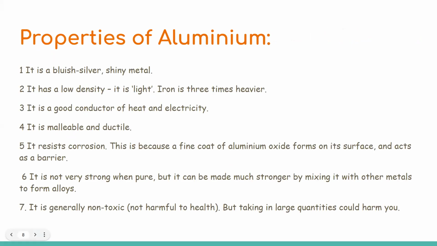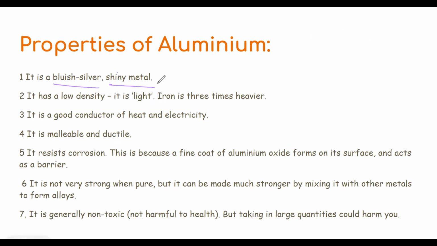Now, because we are done with how aluminium is produced, yes, we know it's produced in liquid form, but we can mold it in different forms and use it. Before going on to the uses, let's have a look on the properties of aluminium. So as we see, aluminium is a bluish silver shiny metal. We know metals are shiny, and aluminium is very important metal, and it's shiny too. It has a low density. Yes, you heard it right. Aluminium has a low density. It is light. Iron is even 3 times heavier than aluminium. You know, because of aluminium being light, it is used in making aircraft bodies and electric cables.